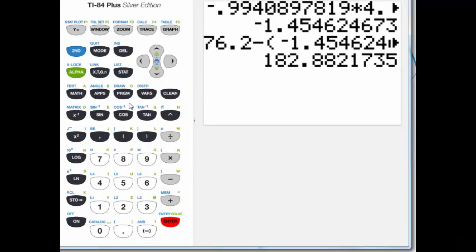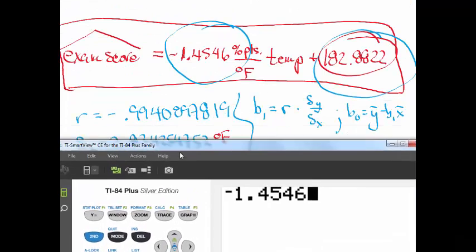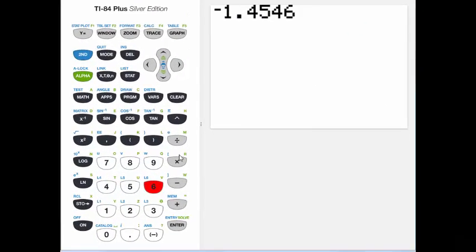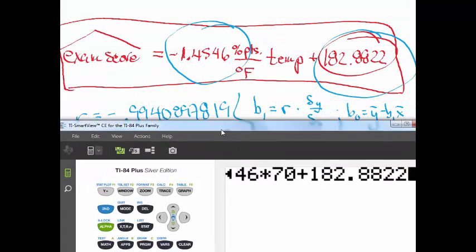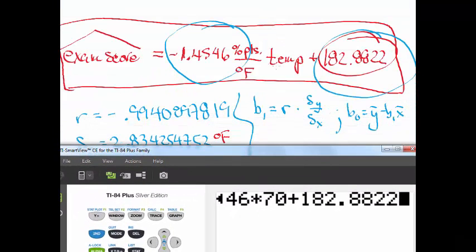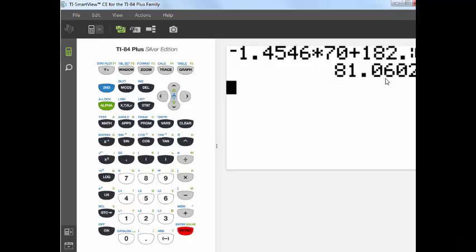I get, let's see, my regression line equation is negative 1.4546. And so when the temperature is 70 degrees Fahrenheit, I just plug in there, right? Times 70 degrees Fahrenheit, then plus 182 point, what was my y-intercept? 8822. You see that? I just plopped the 70 in there for where my explanatory variable is, temp. That's all there is to it. That's how you can use it to make predictions. So I'll press enter. There you go. 81.06%.